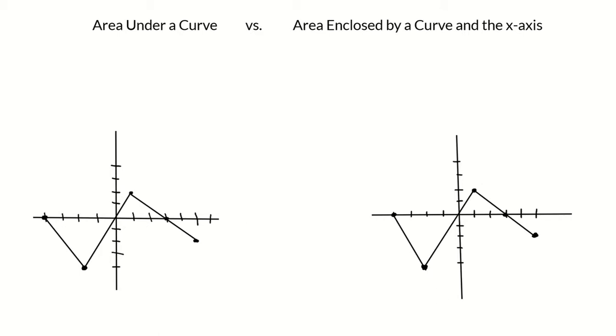In this video, we're going to talk about the difference between area under a curve versus area enclosed by a curve in the x-axis. These two phrases sound almost the same, but they actually mean something very different when we're thinking about integrals and area. So the area under the curve means the net area, and this will be exactly the integral. But the area enclosed by a curve in the x-axis is asking for a total area, or a gross area.